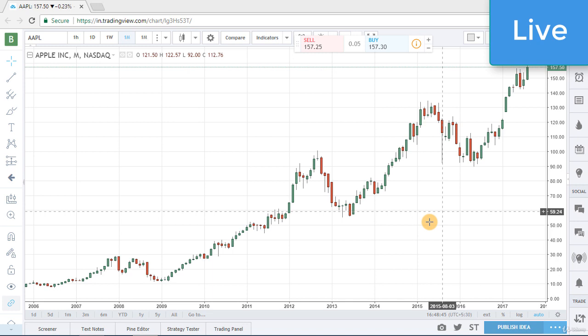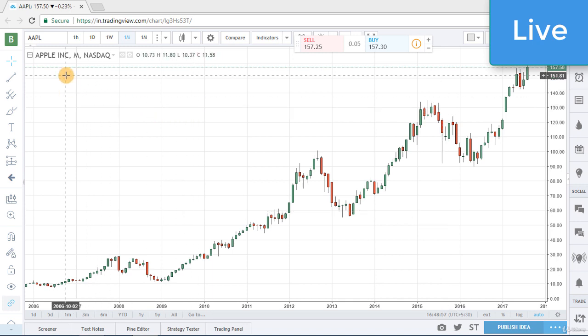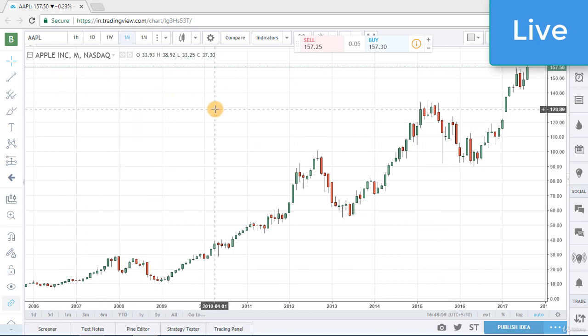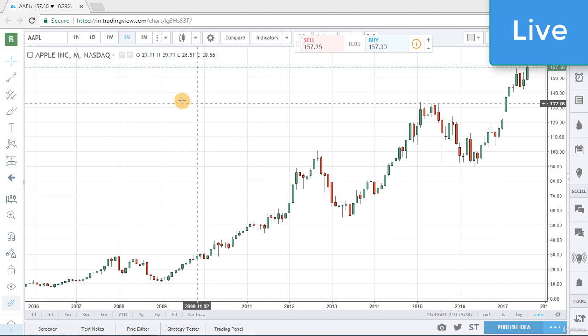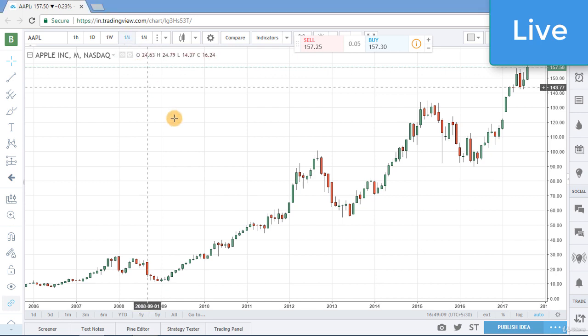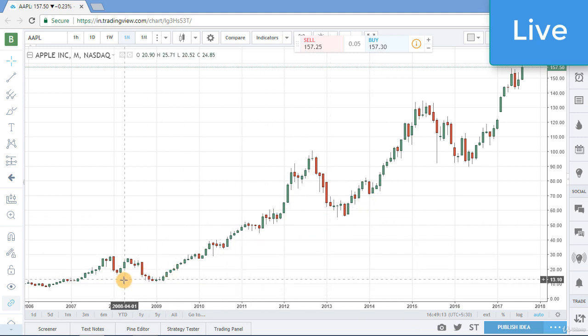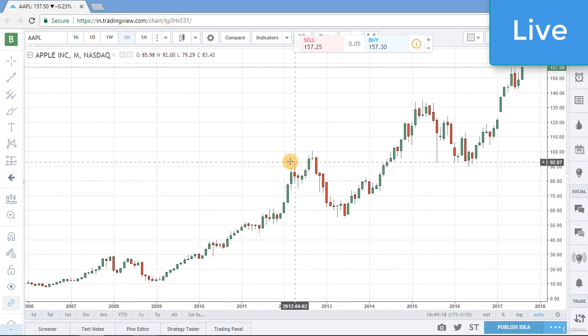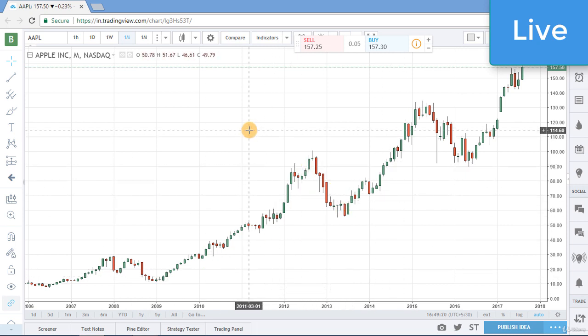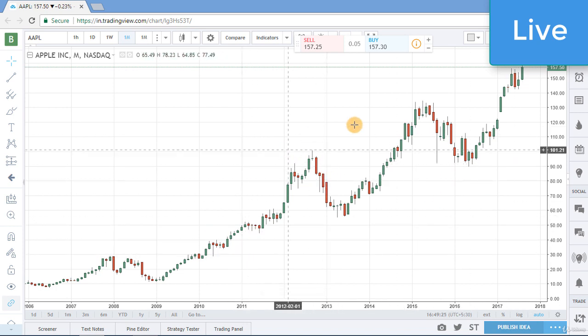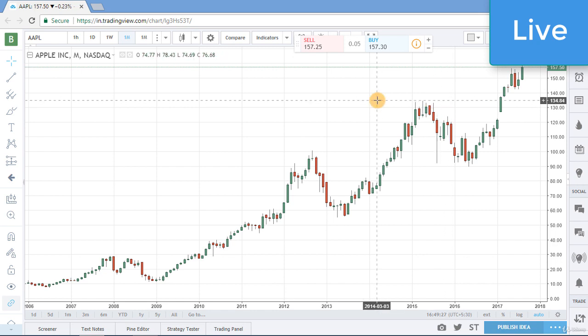So let's get started. This is the Apple Incorporated stock, and the first step is to analyze the stock on a long-term basis. So we'll set the chart on the monthly time frame. Now just see, the stock has been continuously rising since 2007, hence it is in an uptrend. In the second step, we will plot the support and resistance trend lines, that is the lower trend line and the upper trend line, and try to find out the range of this stock.